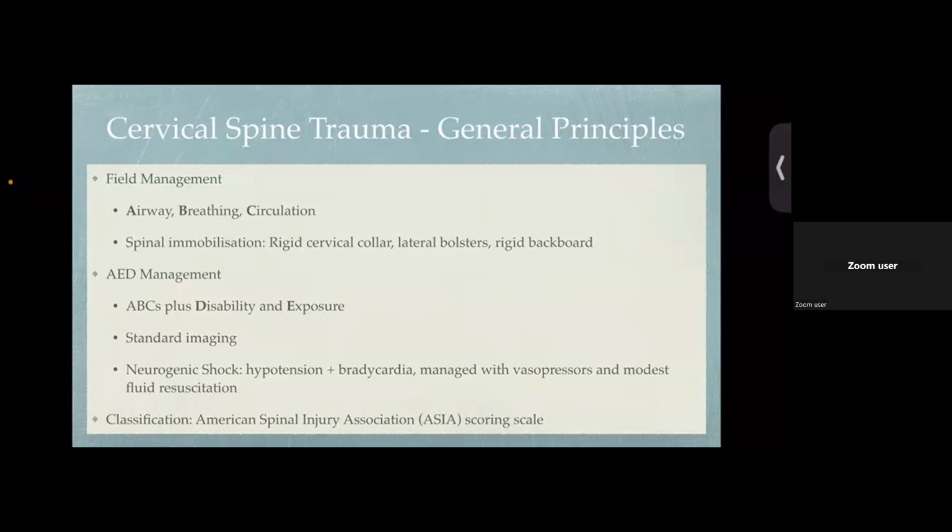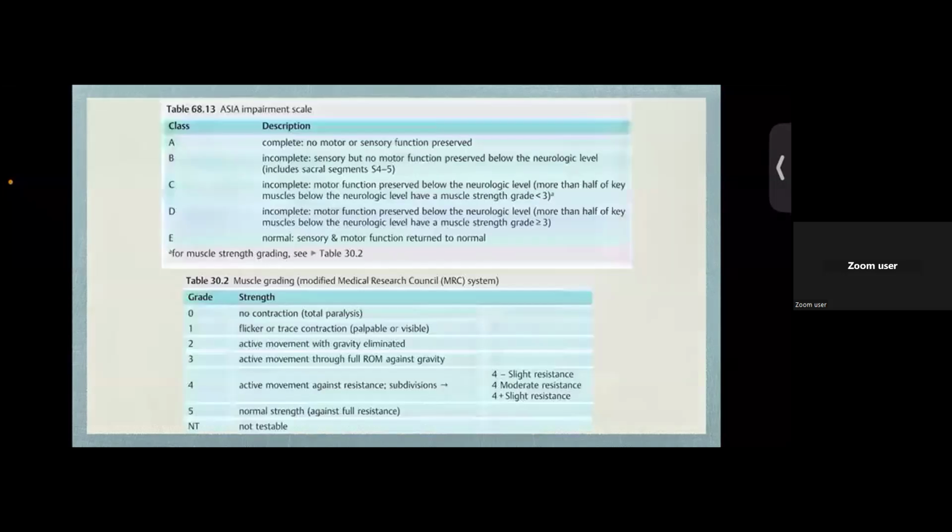And then you can classify spinal injury according to the American Spinal Injury Association, or ASIA, scoring scale, which you can see here in this table. So it's class A, B, C, D, and E. Class A is complete, no motor or sensory function preserved. B is incomplete, so there's sensory but no motor function preserved below the neurologic level. Class C is incomplete, motor function preserved below the neurologic level.